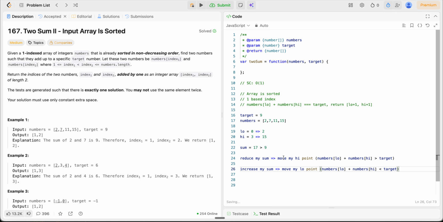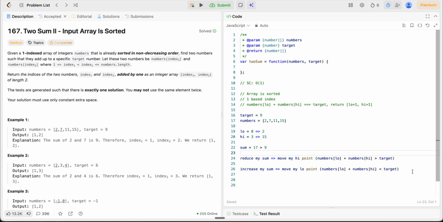If this is the case, what should we do? We have to increase the low pointer such that it will increase the overall sum. If it increases the overall sum, we will move closer to the target. So it's just about finding out that I have a target. If I move my low pointer, it will be increasing the sum, and if I move my high pointer, it will be decreasing my overall sum. So I have to balance between high and low.